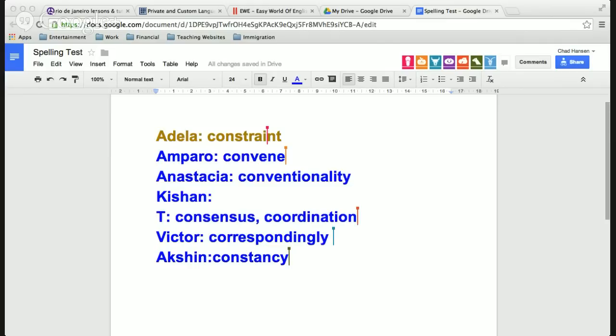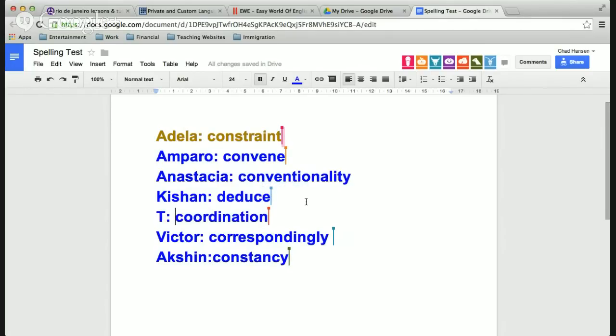Okay. Your word is deduce. Deduce. Okay. Right here, we're right by your name. Type right by your name. The word is pronounced deduce. Yeah. The word is deduce. Yes, teacher, deduce. There you go. Good, with the C at the end. Okay, nice job, yes. Keyshawn. Thank you.